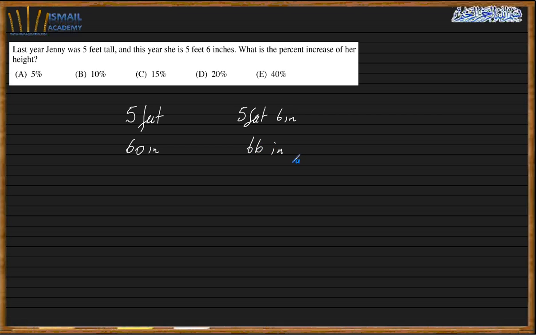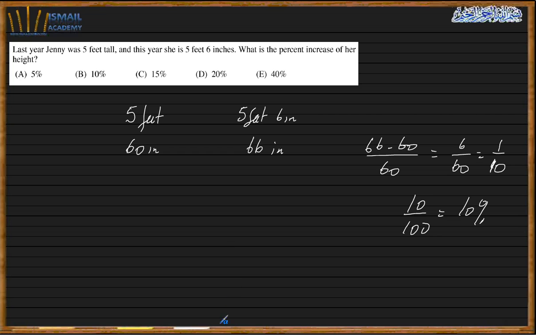So of her height, what I do here is take the difference, 66 minus 60 over 60. So this is exactly how we do it. It's going to be 6 over 60, which is 1 over 10. If I multiply both sides by 10, I get 10 over 100. So this means 10%. So she increased 10%.